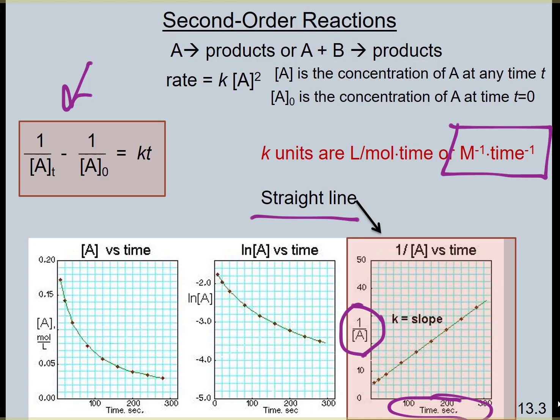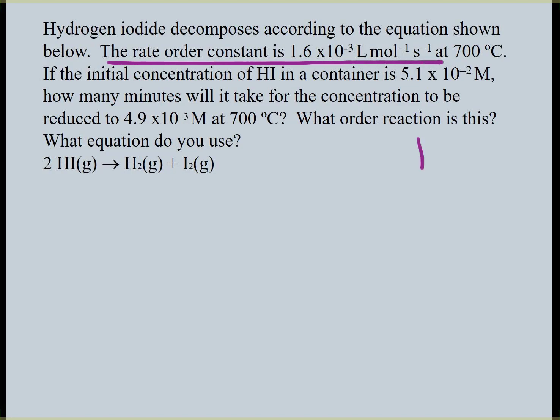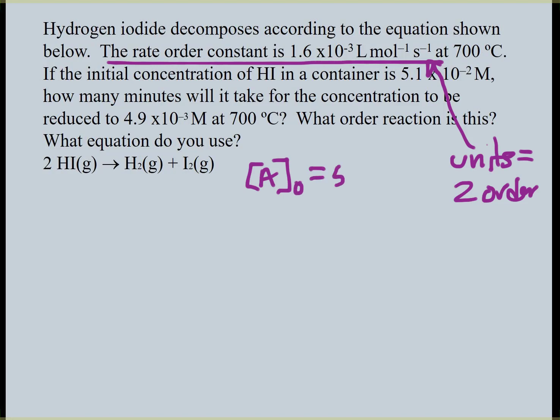The curved lines would be concentration versus time, or the natural log of the concentration versus time. So for a second order reaction, notice that this is a positive slope. All the other ones have a negative slope. The second order reactions have a positive slope. So let's do a problem that's a second order reaction problem. This one says the rate order constant is, and I can tell it's second order from the units. And it says if the initial concentration of the HI in the container, so I know that initial concentration is given to me.